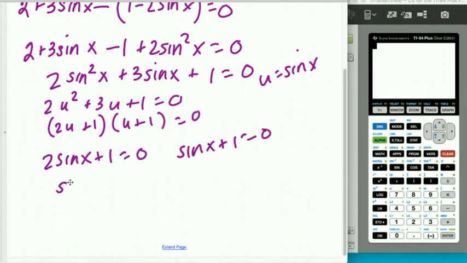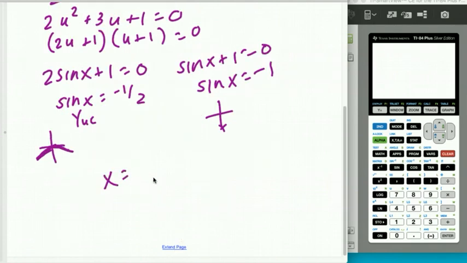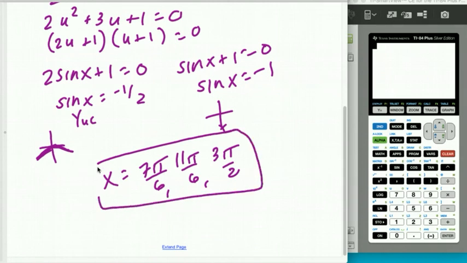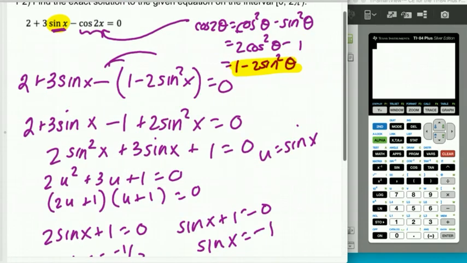So either sine of x is -1/2, and that would be the y on the unit circle, so that's going to happen here and here at the 2 pi over 6's that are below the x-axis, or sine of x is -1, which is going to happen right here. So my answers are going to be 7 pi over 6, 11 pi over 6, and 3 pi over 2. Again, the way that I knew that I should choose the one that has all sines is I'm stuck with this linear sine of x, and so I choose the one that will work with that.